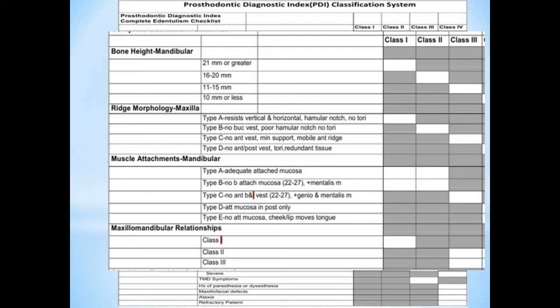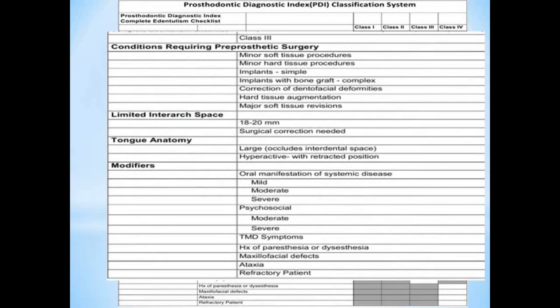Then the muscle attachment, again the mandibular muscle attachment is classified into 5 classes, that is type A, B, C, D, and E, based on adequate attached mucosa and whether there is presence or absence of anterior buccal and labial vestibular mucosa. Then the maxillomandibular relationship, that you know, class 1, class 2 and class 3. Then the conditions requiring pre-prosthetic surgery, if any, should be noted down, and also if there is limited interarch space, so in case where there is surgical correction needed, you have to note that.